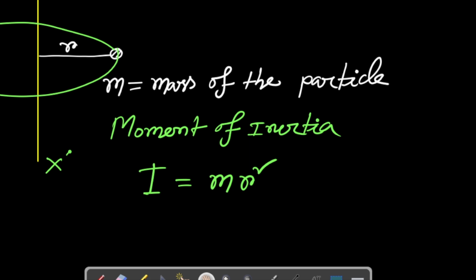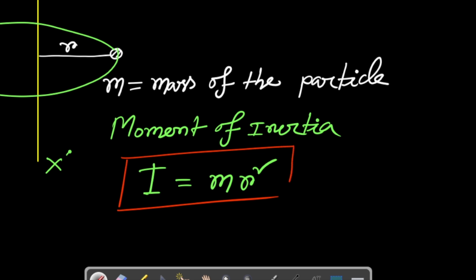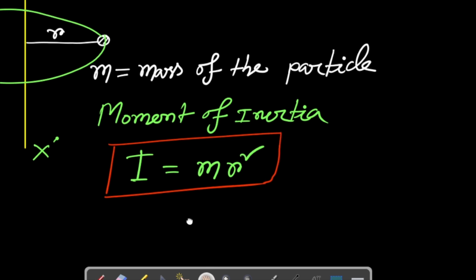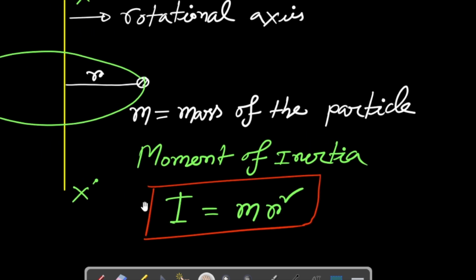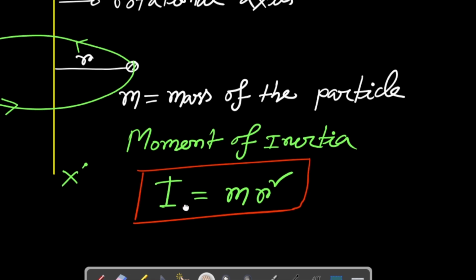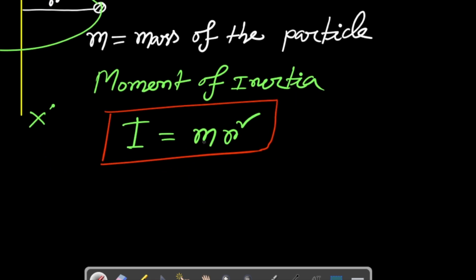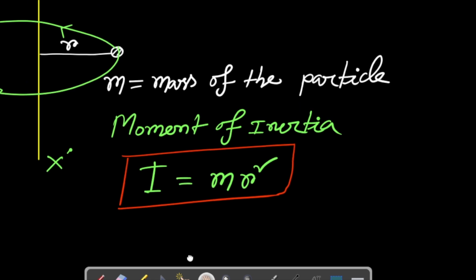Here we see the equation to find the moment of inertia. The mass m is the point mass that is rotating around the axis. The rotational axis is x prime, and this is the rotational path. If this point mass m rotates around this axis, then at first we take the product of mass and the square of the perpendicular distance. r is the perpendicular distance.